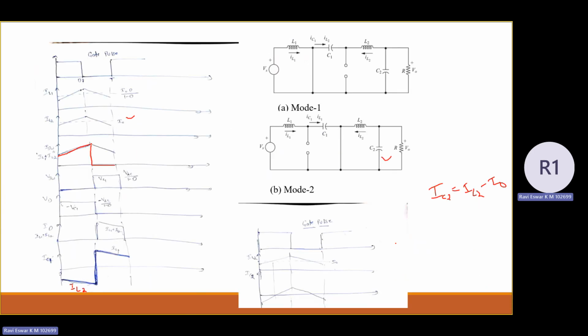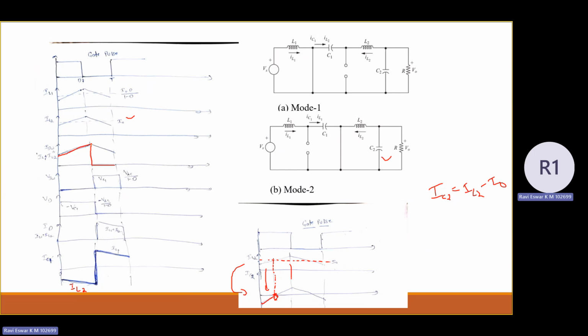So now you can draw the capacitor current IC2 by seeing this. IL2 average comes I0 exactly in the middle. So whenever there is an intersection of IL2 and I0, that point IC2 becomes 0. In this particular region, I0 is greater than IL2. That's why the capacitor current is negative.